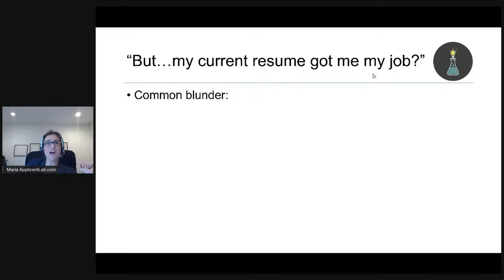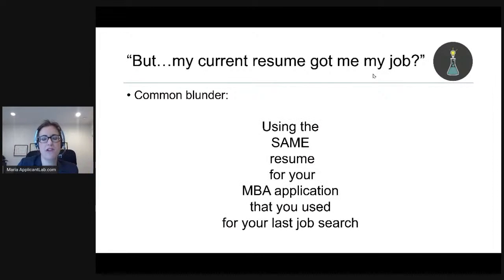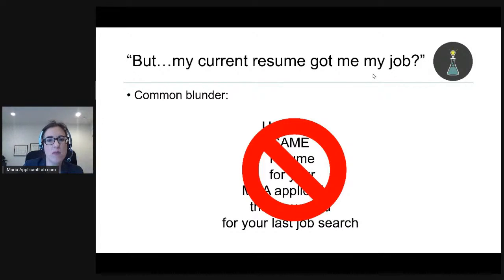And I know that it's awesome because my resume got me my current job. And since it got me my current job, it's got to be a pretty strong resume. This is actually a common blunder, thinking that I'm just going to take my existing resume from my last job search, maybe update it a little bit, and then submit that, and easy peasy, I'm done. Using the same resume for your MBA application that you would use in a job search is a terrible mistake.